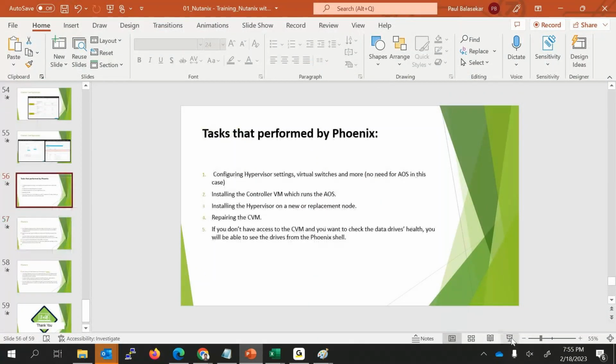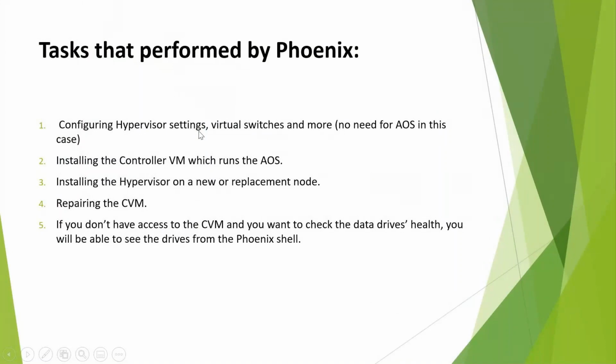Configuring the hypervisor settings, virtual switches, and more; installing the CVM which runs AOS; installing the hypervisor on a new or replacement node; repairing the CVM. If you don't have access to the CVM and you want to check the data drives' health, you will be able to see the drives from the Phoenix shell. Sometimes you might hear a node got stuck in the Phoenix stage, or they ask you to go to Phoenix mode. Those cases are on the troubleshooting side.